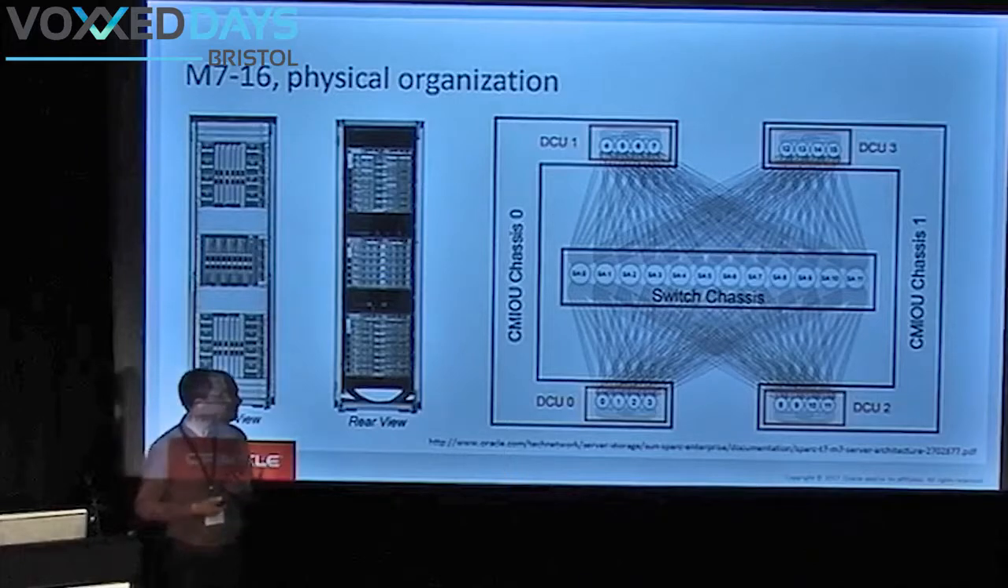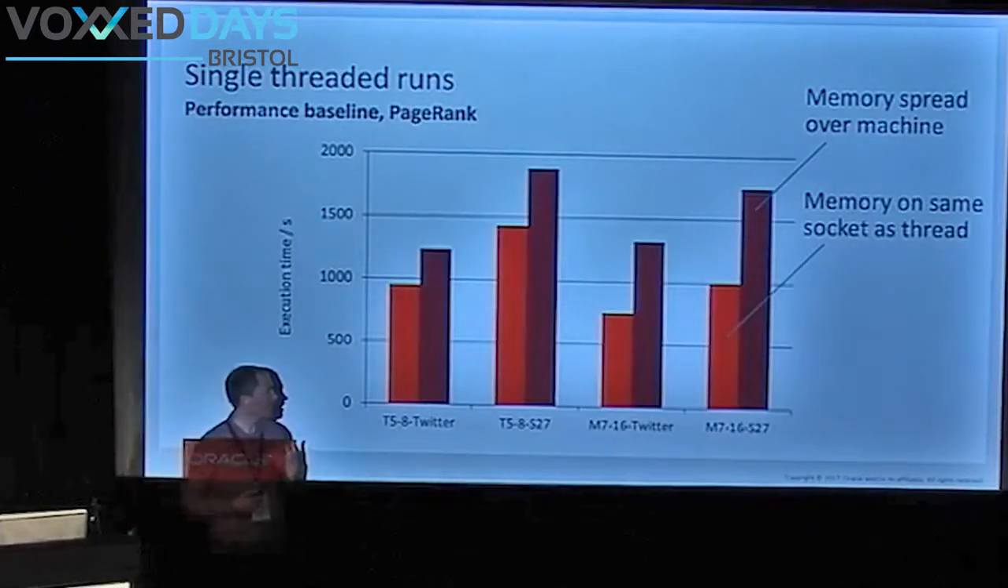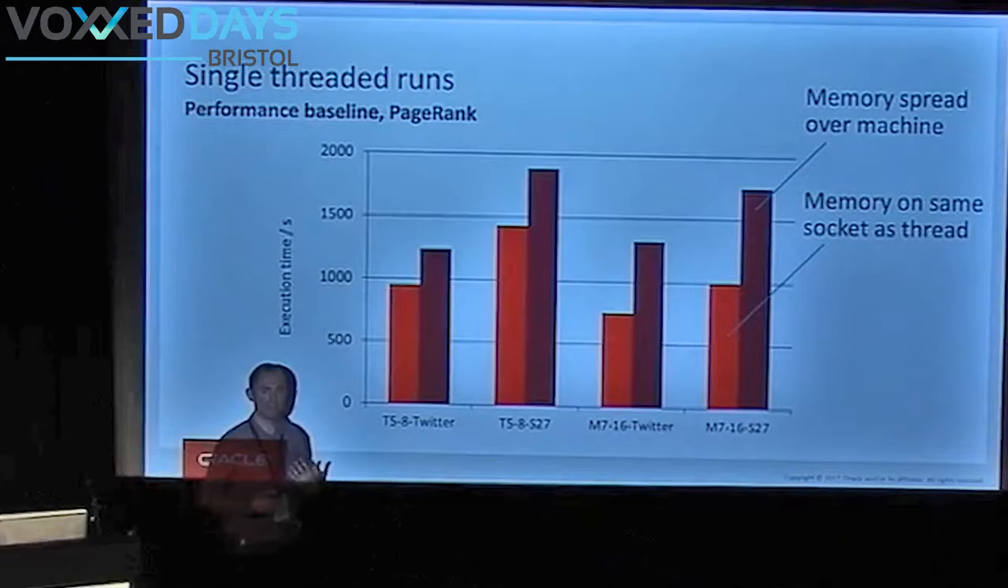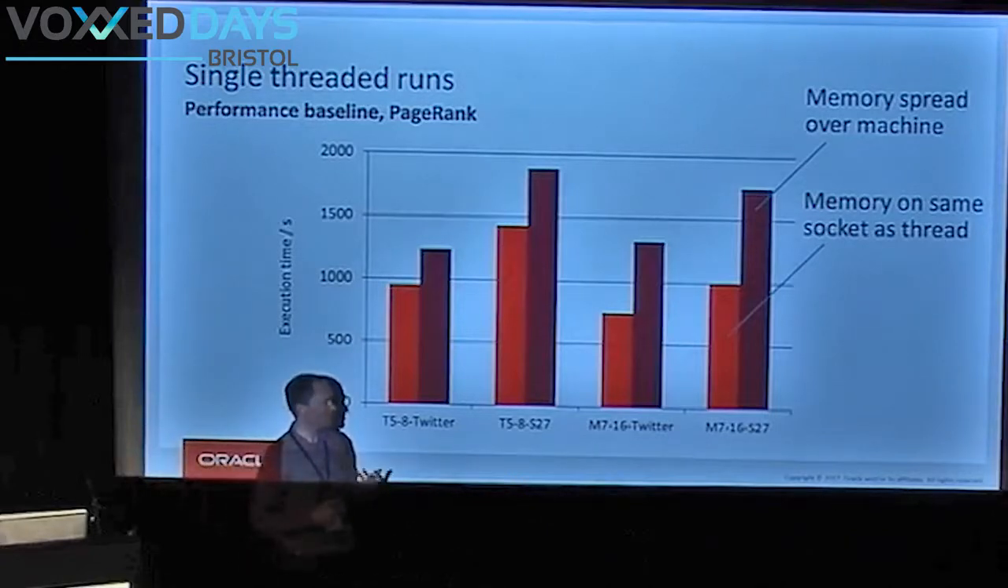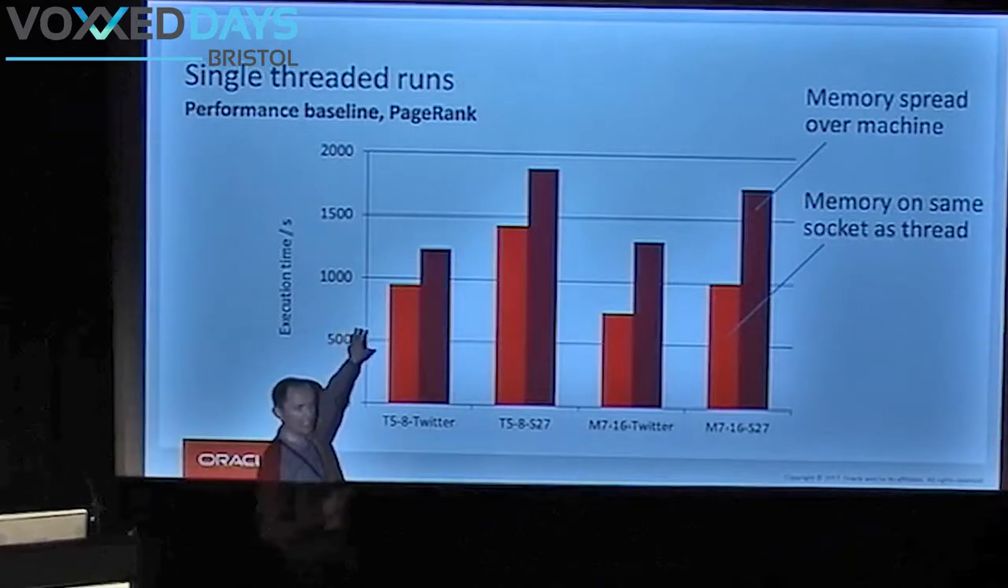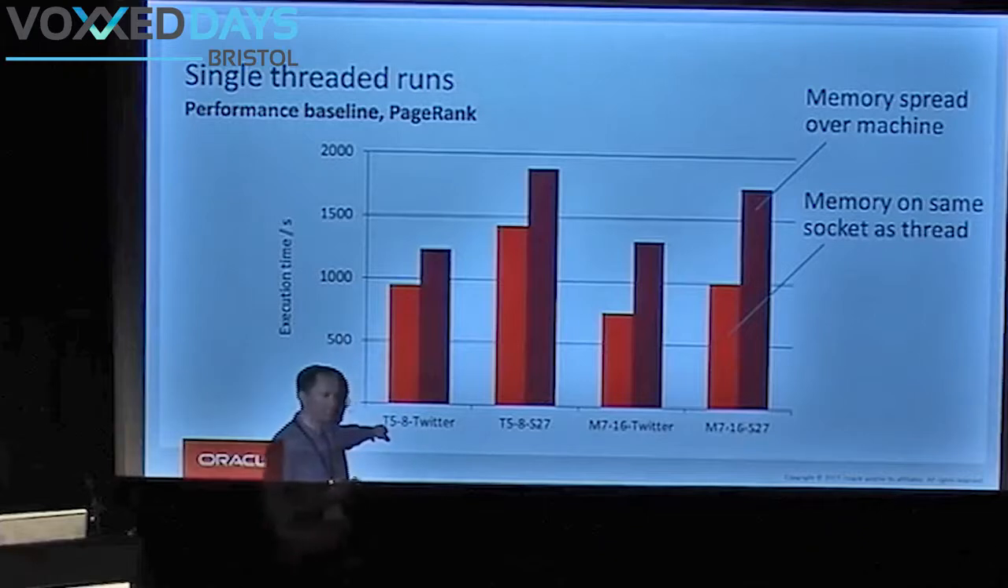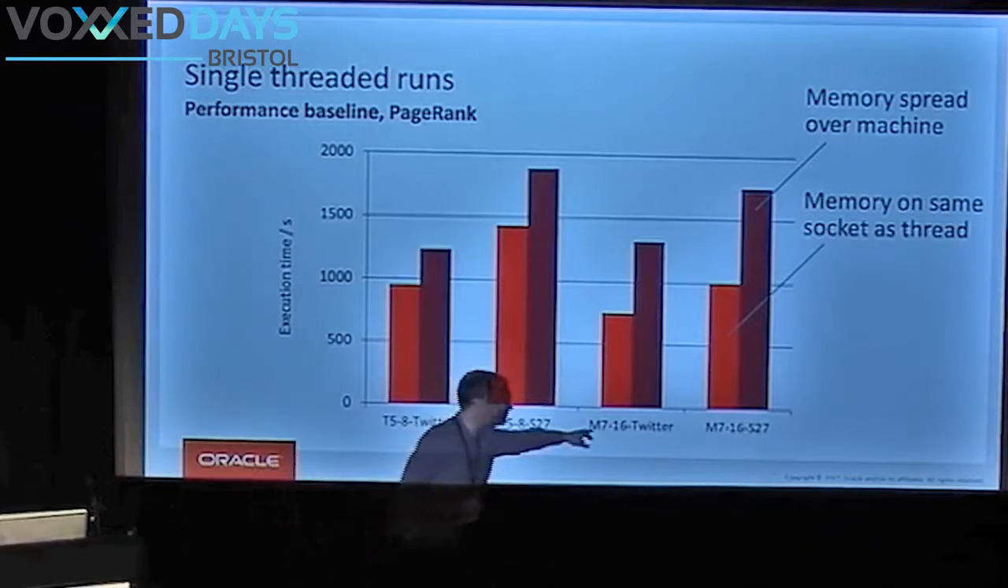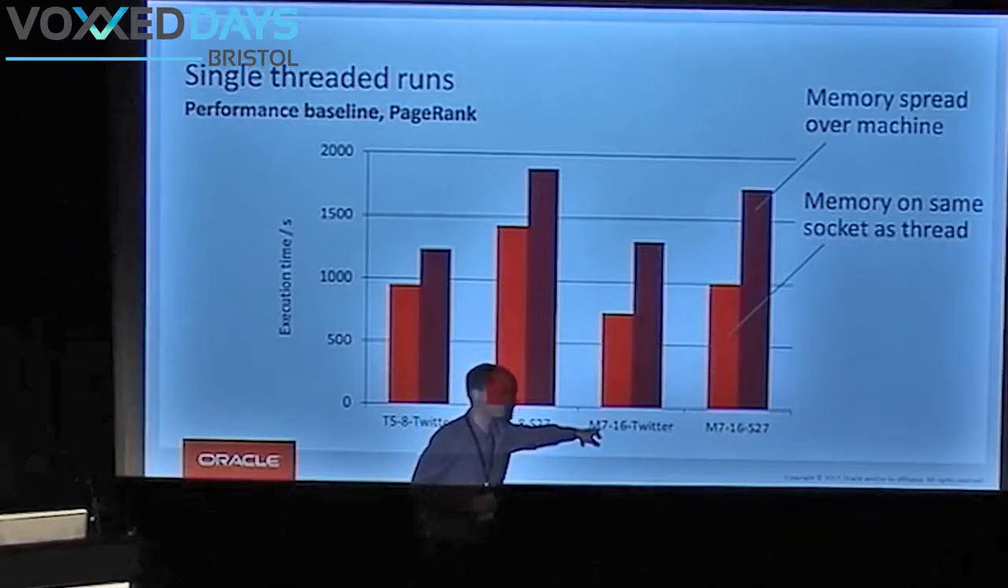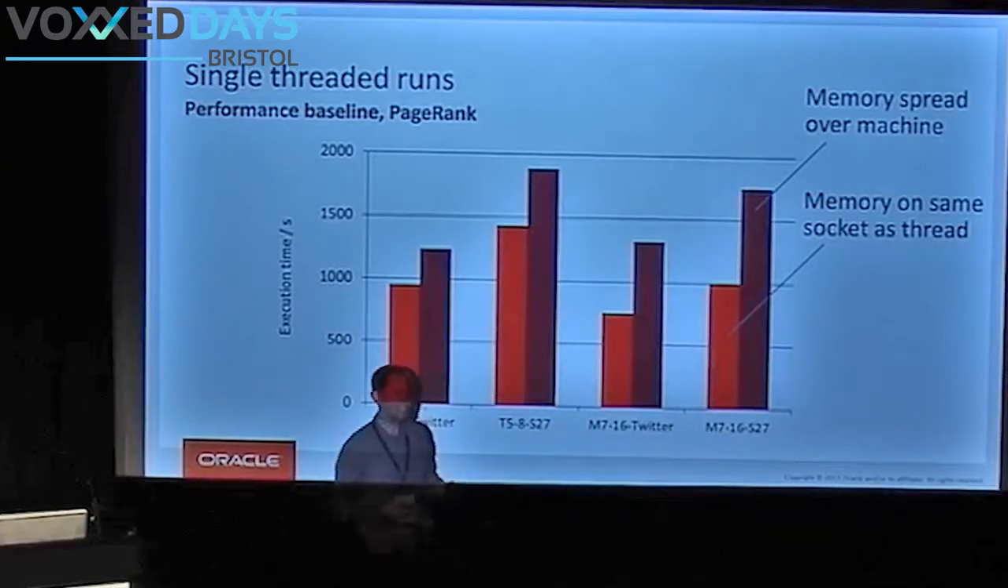So let's look at a couple of simple examples then of how these different graph algorithms perform based on where the memory is placed. And what we're showing here is the time in seconds for just a single-threaded execution. And we're looking at 2 machines, one called a T58, which is an older 8-socket machine, and the 16-socket M7 machine I mentioned earlier. We're looking at 2 data sets.